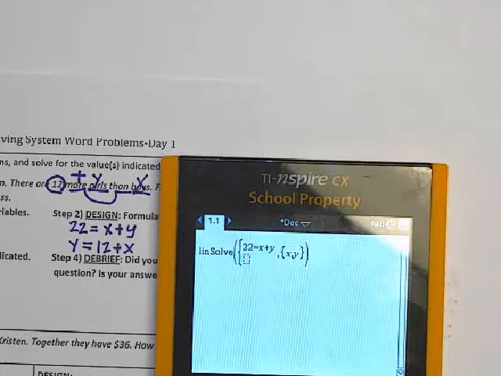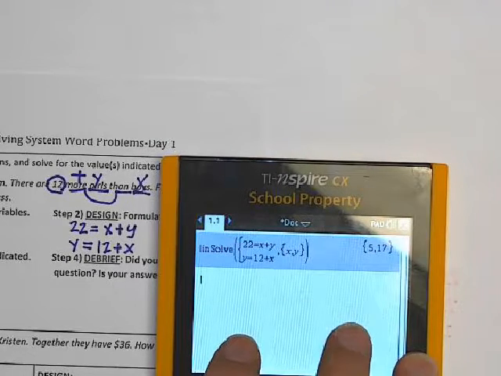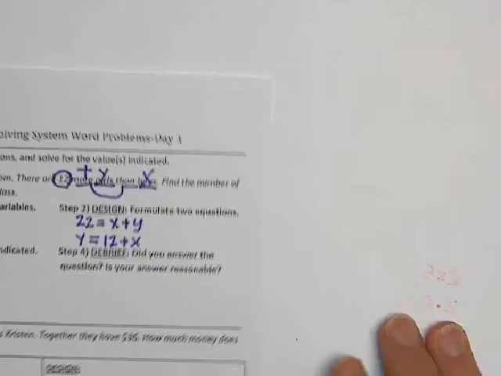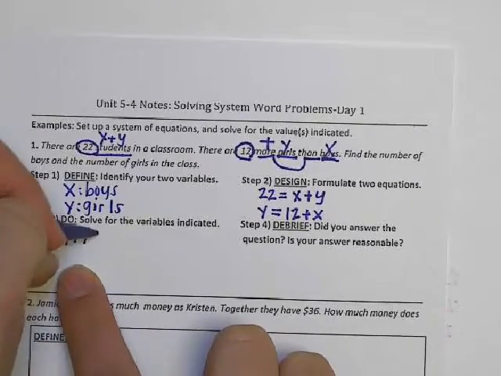Y equals, grab notes. $12 plus x. Hit enter. And I get an ordered pair. Okay, so we get 5, 17? Yep. All right, you'll need a calculator too, that's fun. Okay, so 5, 17.